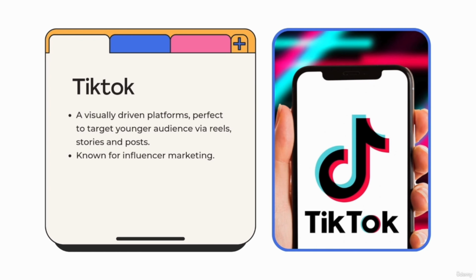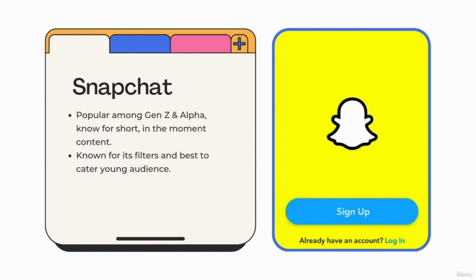TikTok, a visually driven platform perfect to target younger audience via reels, stories and posts, known for influencer marketing. Snapchat, popular among Gen Z and Alpha, known for short in the moment content, known for its filters and best to cater young audience.